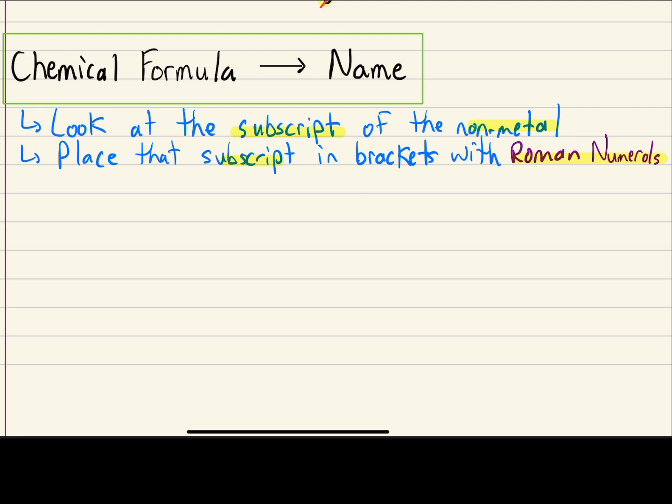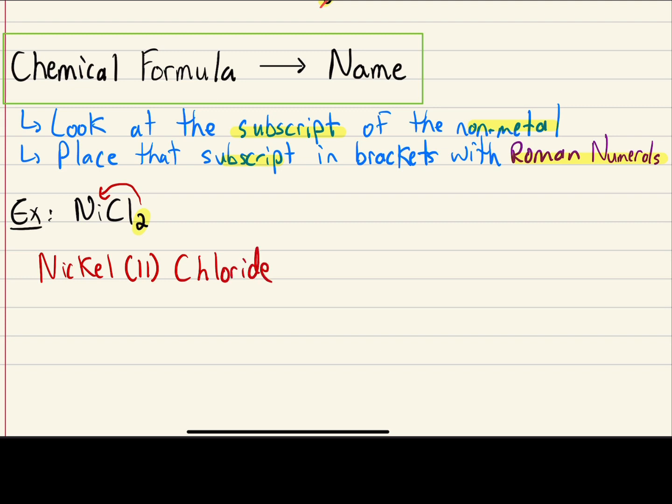So let's say I have this formula here. So for example, let's say I write NiCl2, and I want us to name this. Well, I'm looking at the 2 of the nonmetal, and then I know that because of the swap and drop, that 2 must have come from the nickel charge. So we would write nickel, and I'm going to take that 2, place it in brackets, nickel(II), and then chloride. And that's the name of this compound.